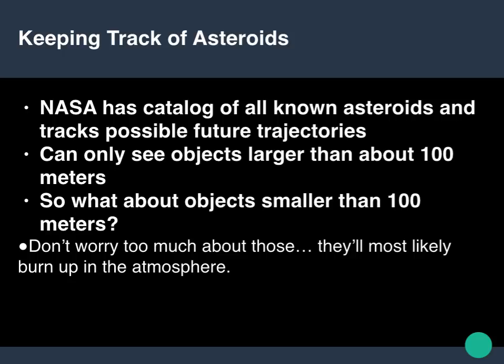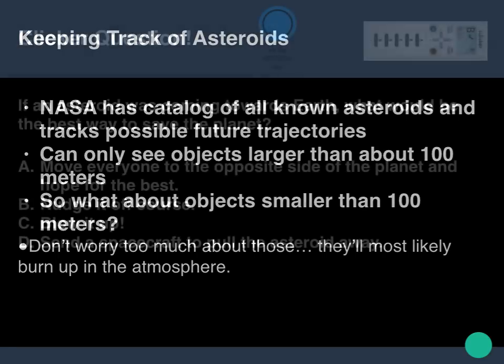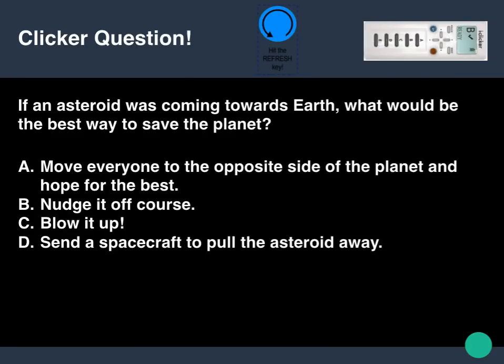Any other questions? All right, well, I have a question for you guys. If you can get out your clickers again, this is going to be a multiple choice. If an asteroid was coming towards Earth, what would be the best way to save the planet? I mean, obviously, if we see a 50-kilometer asteroid coming towards us, we don't want to have a bad day. So we want to do something about it.